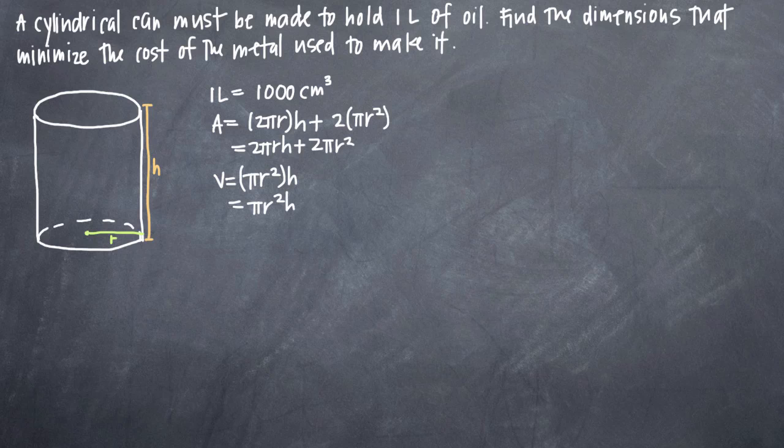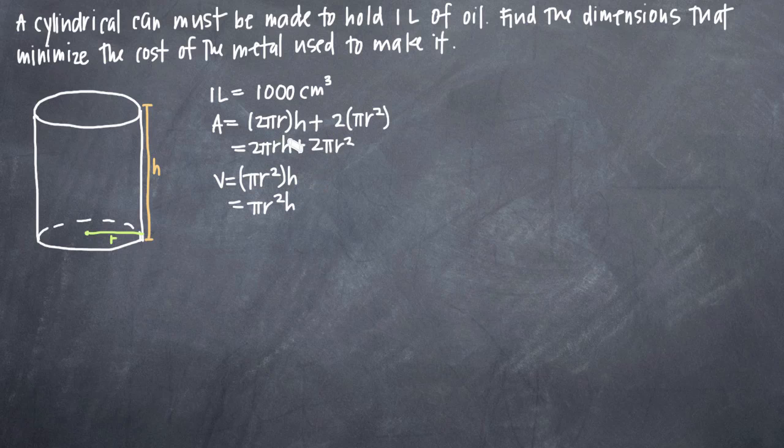As with any optimization problem, the first thing you want to do is draw a diagram of what you've been told and write down as much information as you can. So we've drawn a diagram of the cylinder and we've indicated R as the radius and H as the height of the cylinder. We've also written down that 1 liter is equal to 1,000 cubic centimeters and that the area formula for a cylinder is 2 pi RH plus 2 pi R squared. We also know that the volume of a cylinder is pi R squared H.